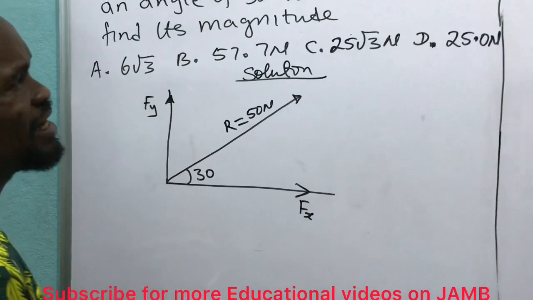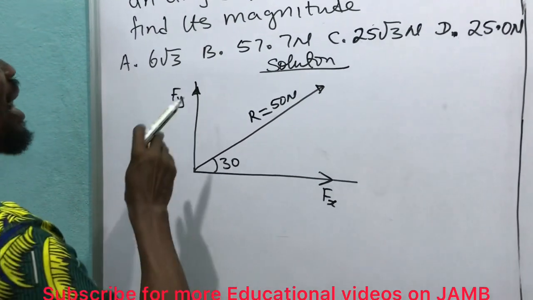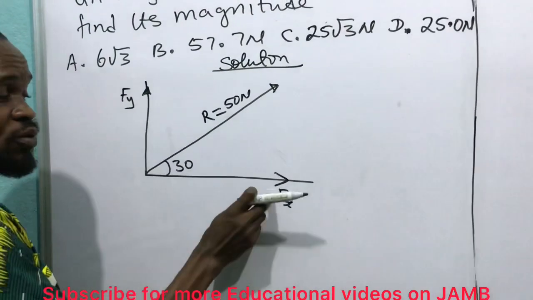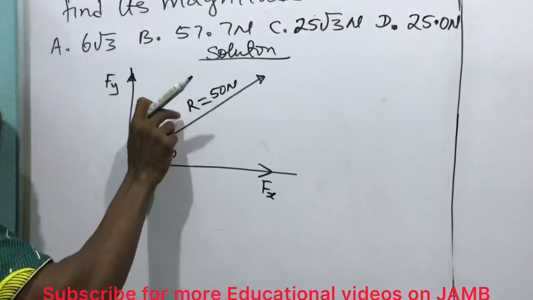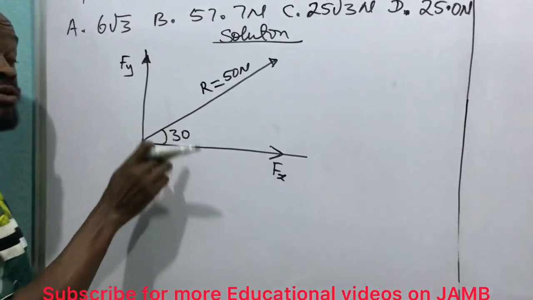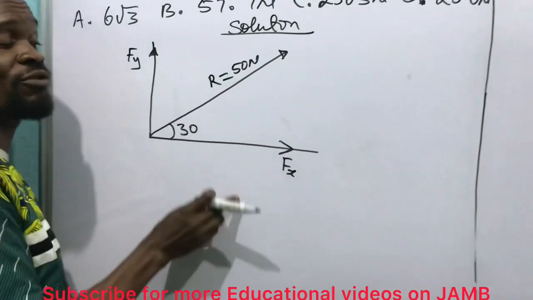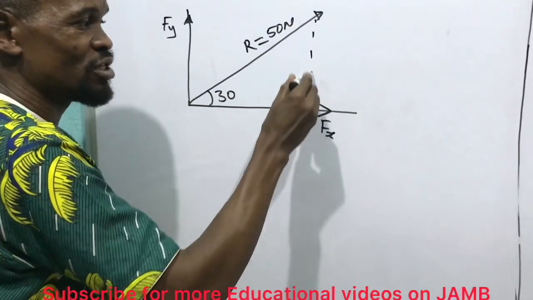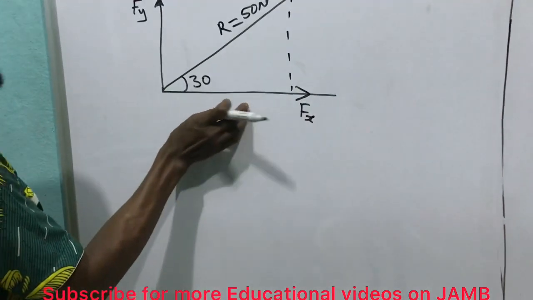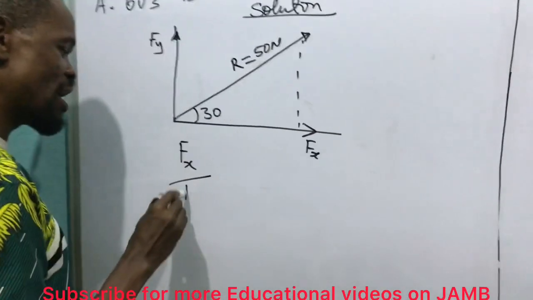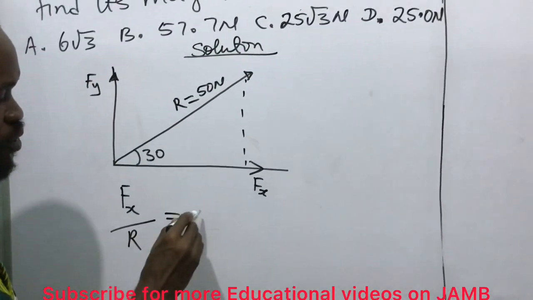They are asking me to calculate the magnitude of the force that makes the 30 degree angle with the resultant force. If I do this, I can say adjacent over hypotenuse, which is this over the hypotenuse, which is R, is equal to what?